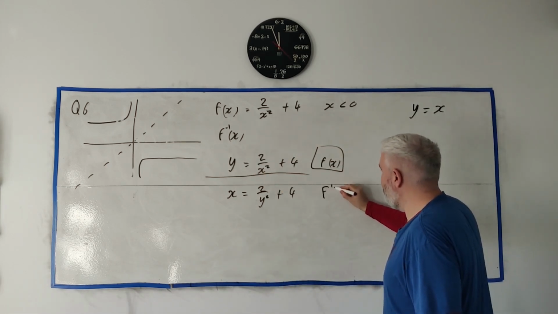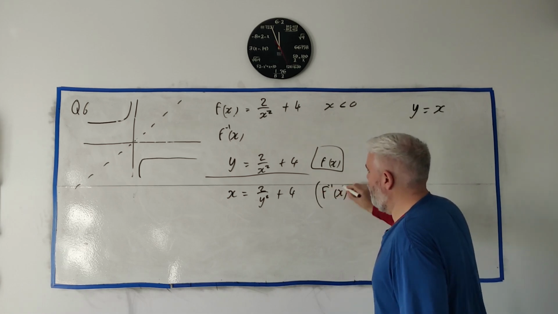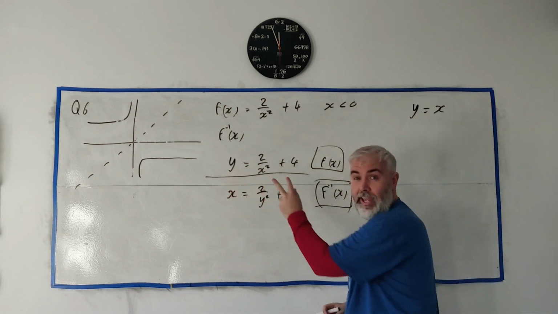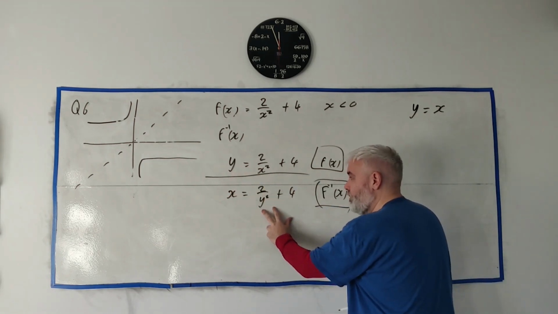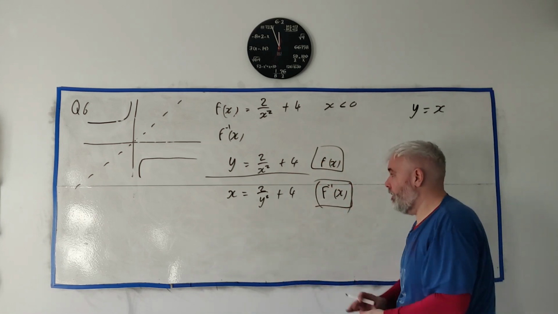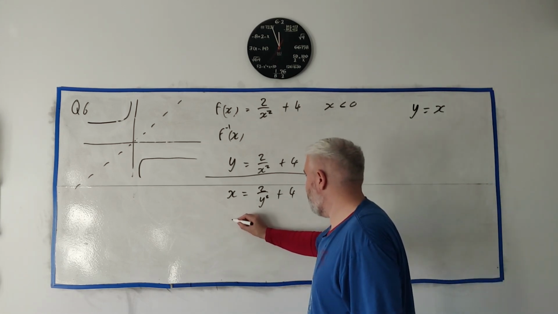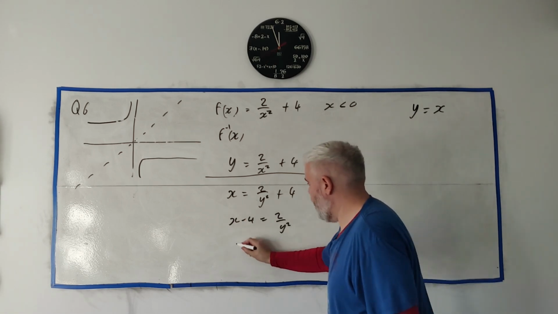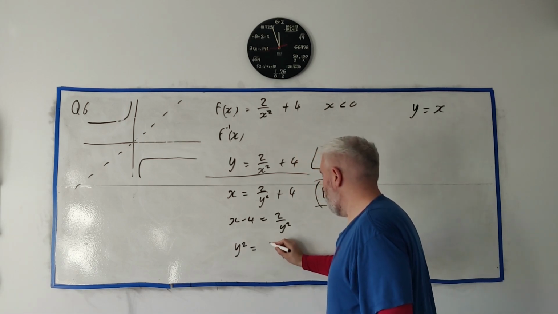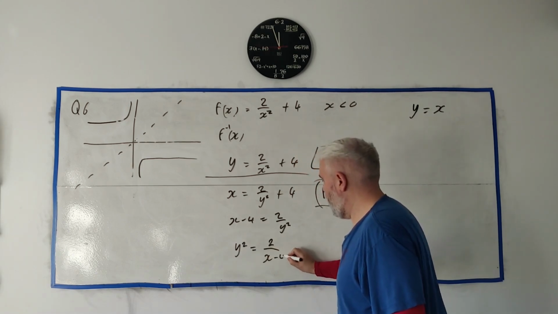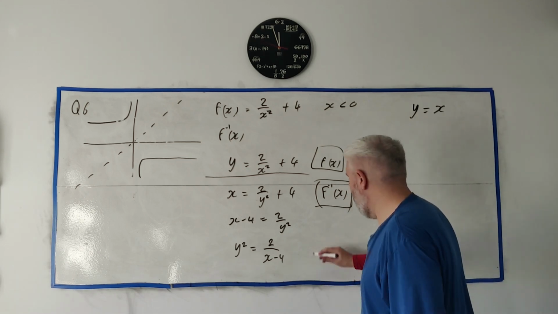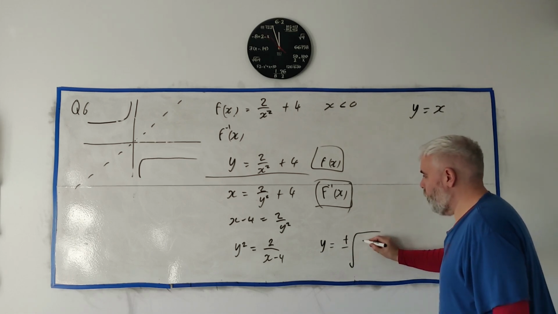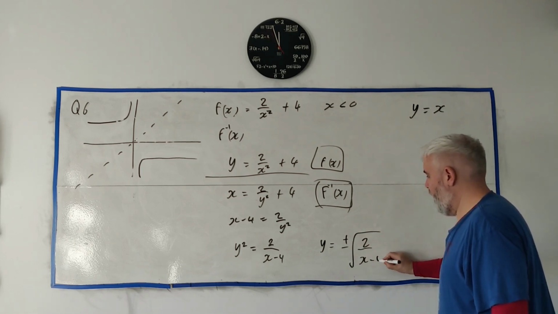This world now, we're in the inverse world. And whichever world we're in, we like to write y out on its own. So just change this so y is on its own and you'll have the inverse. So let's rearrange this. We get x minus 4 is equal to 2 over y squared. Let's change sides there. y squared is equal to 2 over x minus 4. And then finally, I'll put it here. y is equal, I'll leave plus or minus for the moment, plus or minus the square root of 2 over x minus 4.